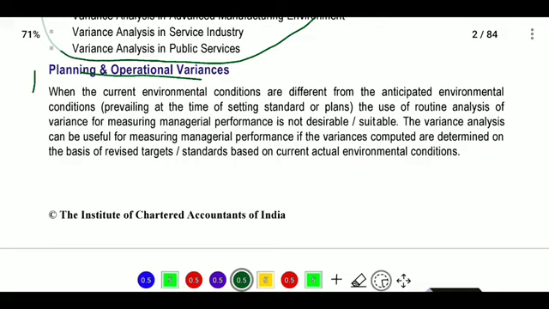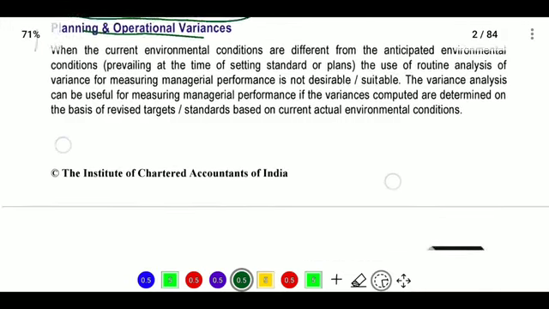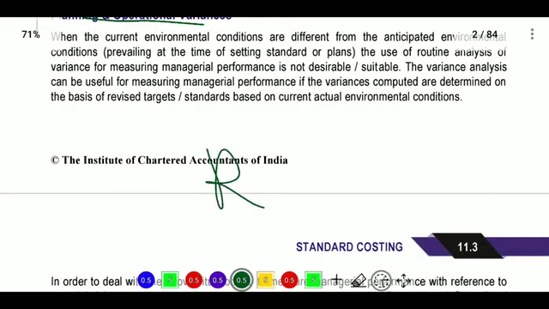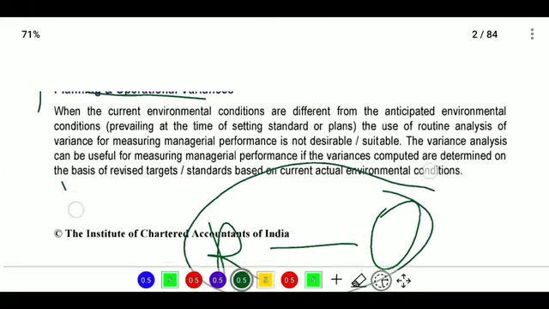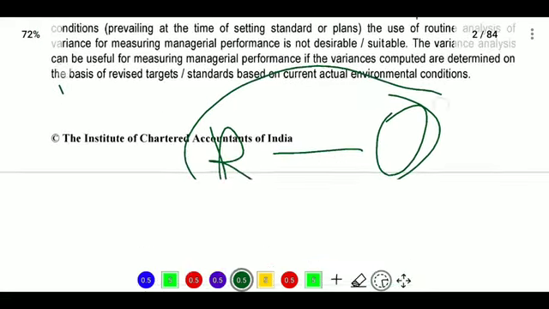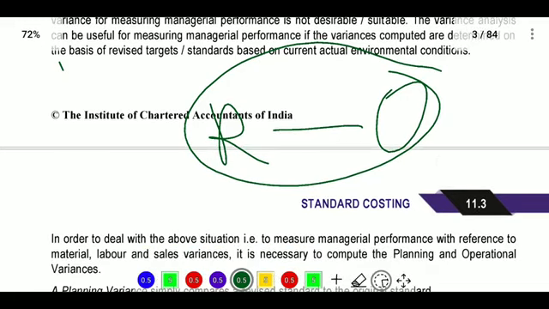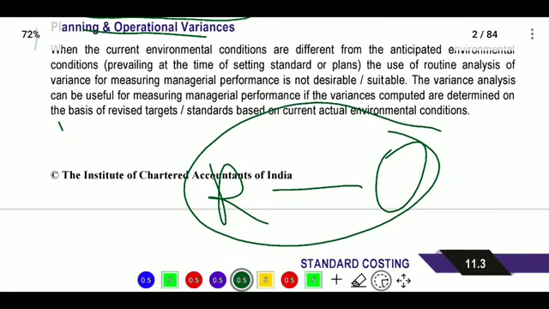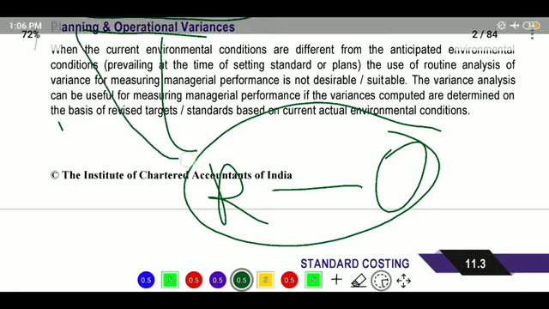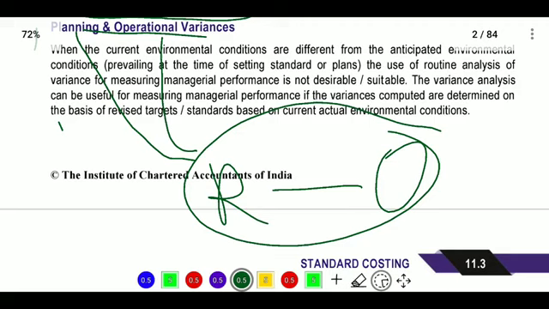Here, it is a simple comparison of the revised standard to the original standard. So it is a simple measure, which compares the revised standard with the original standard. For these two compared, it is known as planning variance. So this is planning variance, where we see the comparison of the revised standard to the original standard.